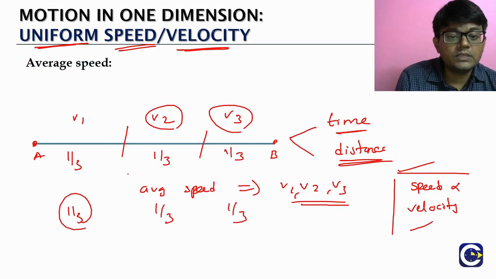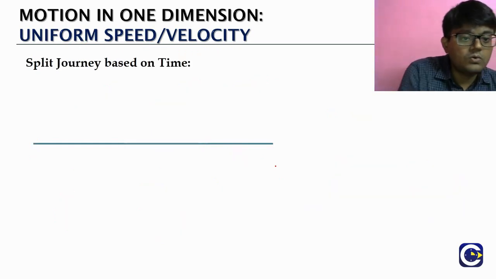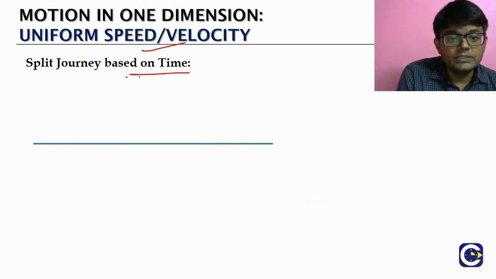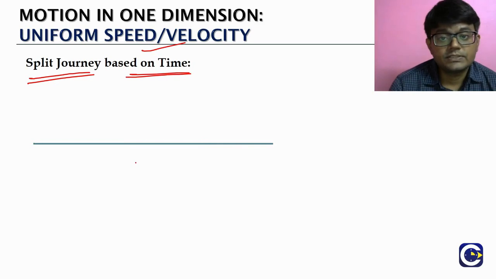So for the first 1/3 of the distance, it is having a speed v1. Next 1/3 it is having a speed v2. Another 1/3 of the distance it is having a speed v3. Like that we can divide the journey either on the basis of the time or on the basis of the distance. So we look at how we divide the journey based on the time, and how we'll solve questions of the split journey type of problems.